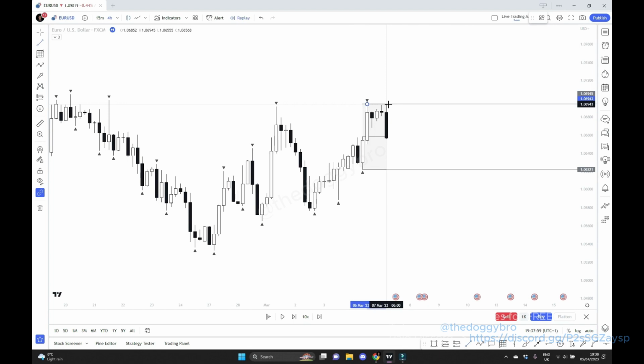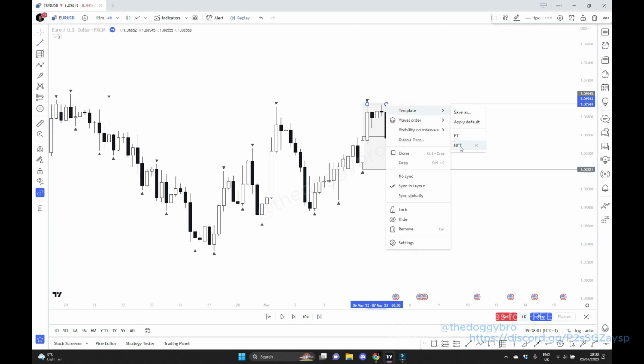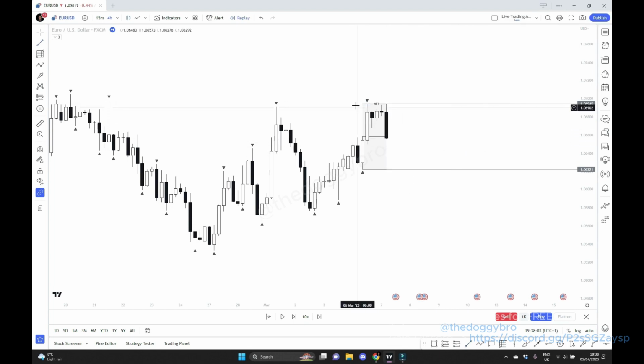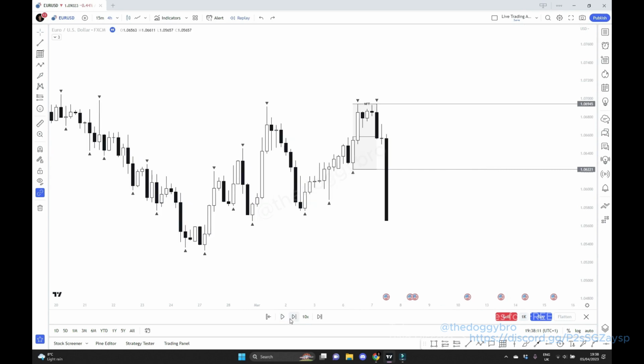And as we wick, we straight away get a bearish close as well. So we have NFT to the downside again. So we're looking for sells. 4 hours still bearish. Let's play it forwards. What happens? Price dives lower.